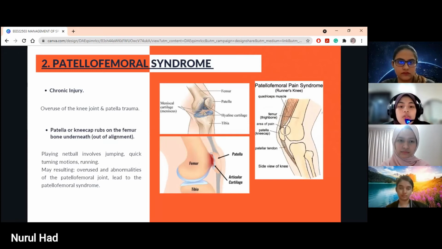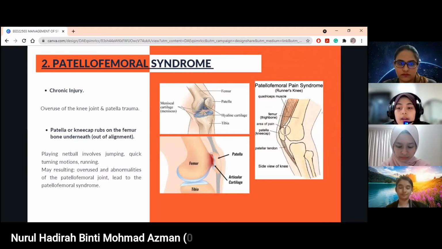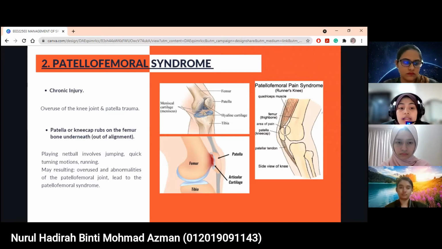This is a type of chronic injury because there is overuse of the knee joint and also patellar trauma. When we bend our knee, our patella rubs up and down along the groove in front of our shin bone, as we can see in the first figure, the bluish and grayish part. When there is overuse of the knee joint, the patella rubs out of alignment and rubs on the femur bone underneath.